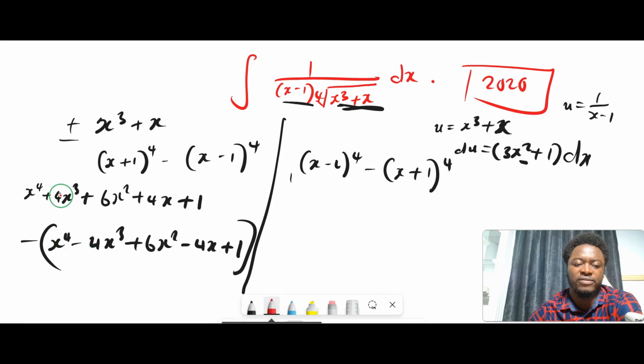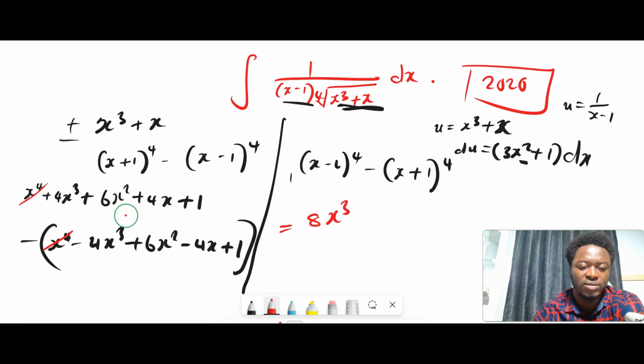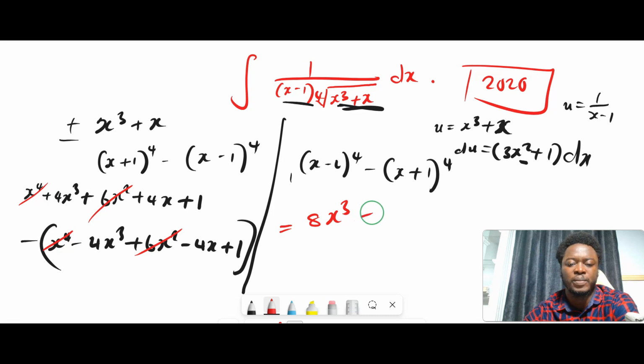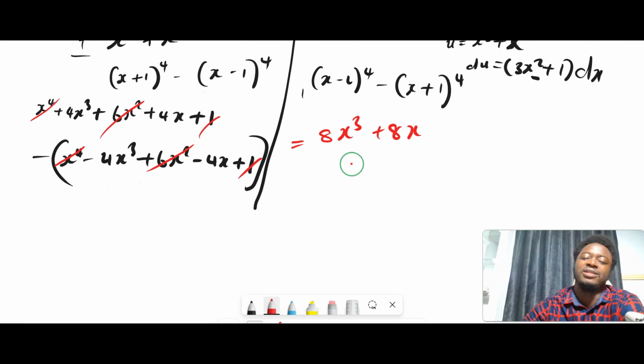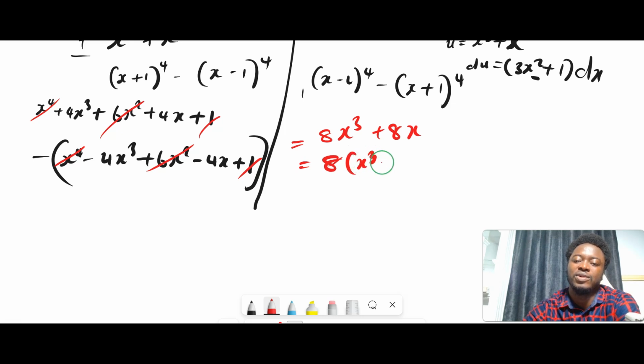Obviously, x to the 4 cancels x to the 4, and then you end up with 8x to the third. And what about the 6x squared parts? They cancel out. And what about here? You end up with 8x. And the 1s cancel out. So now voila, this is equal to 8 times x cubed plus x.